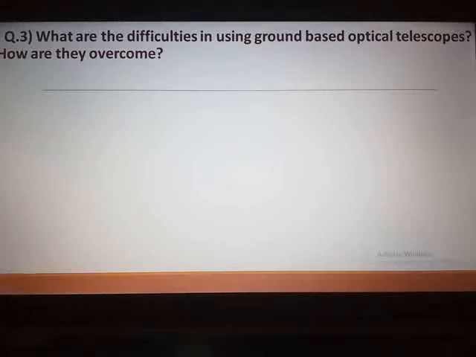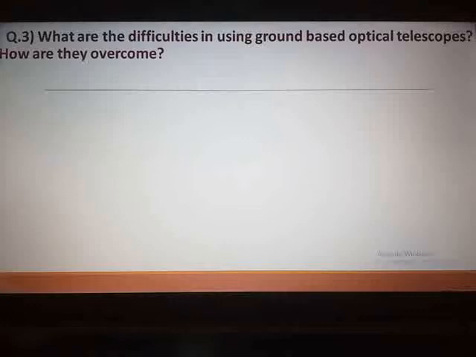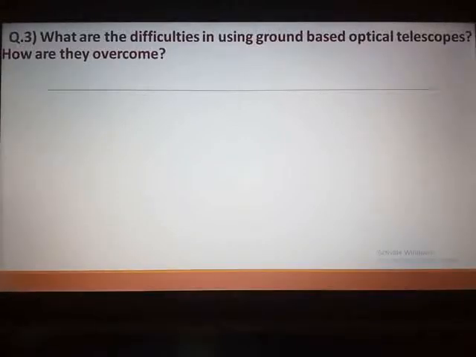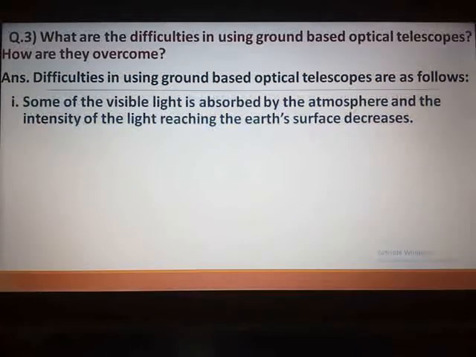Now this question is divided in two parts. In the first part, you have to write about the difficulties which are faced, and in the second part, how the difficulties are overcome. So let us first see which difficulties are faced. First, page number 213, the very first line. You can see the first line says, the visible light coming from. So you have to start marking from there. You have to mark from the second line.